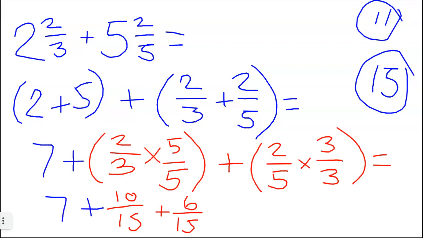All right, friends, so we have 7. As we work it out, we have 7 plus 10/15, which is equivalent to 2/3, plus 6/15, because 6/15 is equivalent to 2/5. I'm not changing my value, I'm just changing my representation. Again, we run into kind of a similar snafu from before. I have 7 and 16/15. What am I going to do?